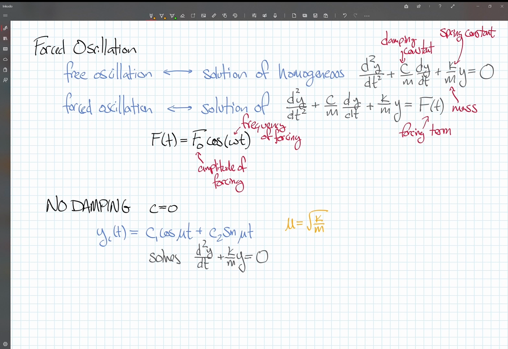I won't go through the derivation of it, but you can do it if you want to. The particular solution that we get, if we use, say, the method of undetermined coefficients, is a multiple of cosine omega t. You can see that the thing that's going to control what multiple we have there is the difference between mu, which is to say the frequency that you get from solving the homogeneous problem, and omega, which is the frequency that you get from the forcing term.